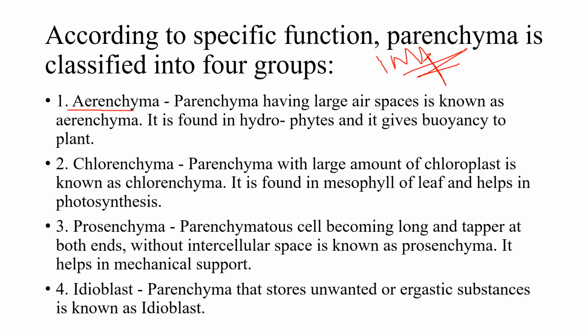Then next is chlorenchyma. Parenchyma with a large amount of chloroplasts is called chlorenchyma. It is found in mesophyll cells of the leaf because it helps in photosynthesis. Then prosenchyma. Parenchyma cells becoming long and tapering at both ends without intercellular space are known as prosenchyma.